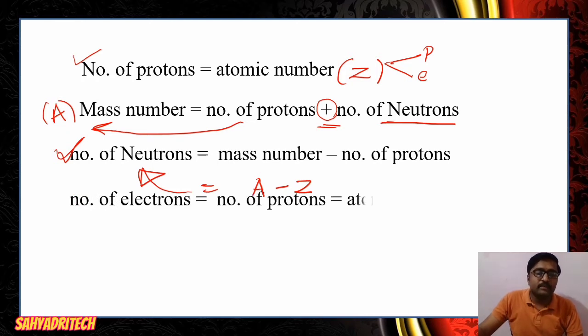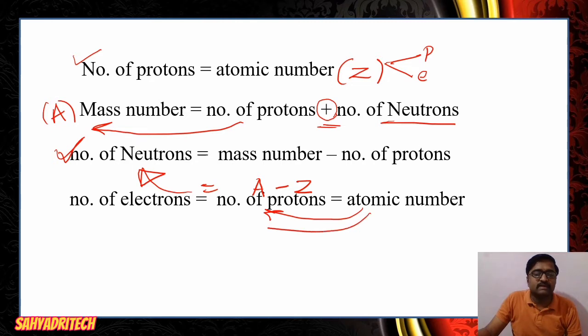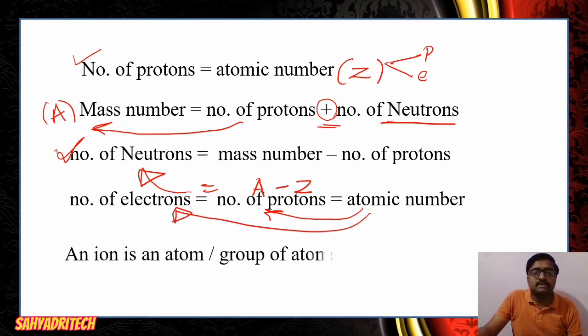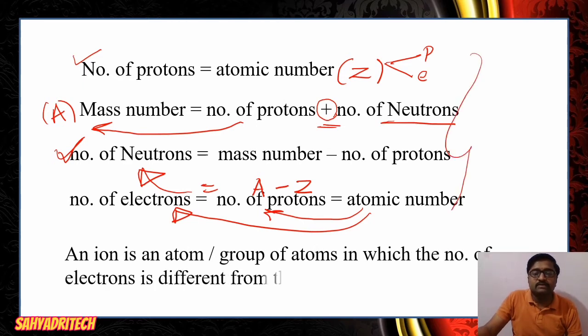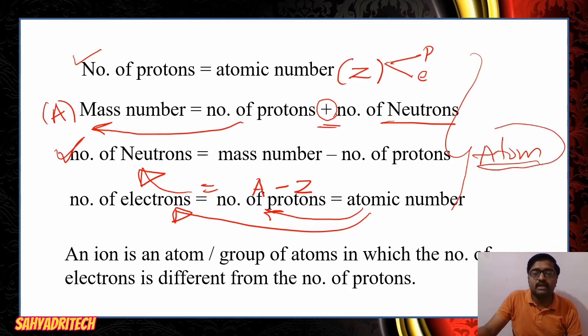As I already specified, for all atoms, the atomic number itself indicates the number of protons as well as the number of electrons. Now this is for an atom. Where is it applicable? It is for a neutral atom. If the atom does not carry any kind of charge, these relations are applicable.